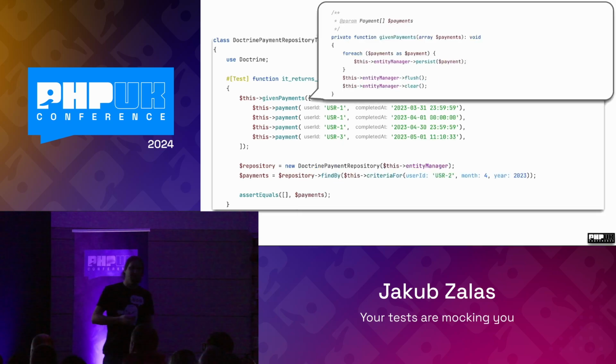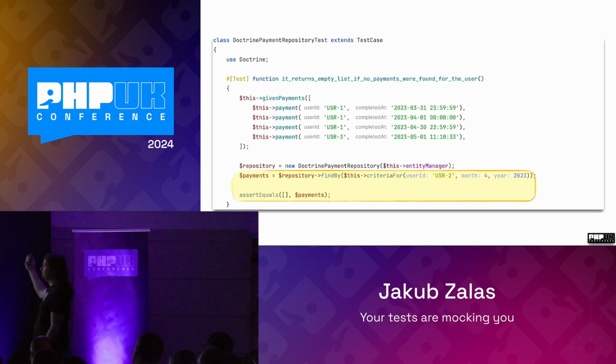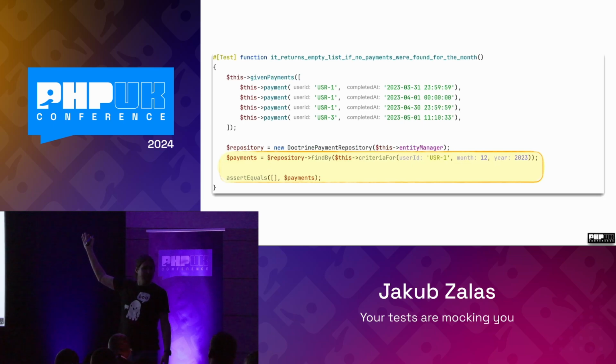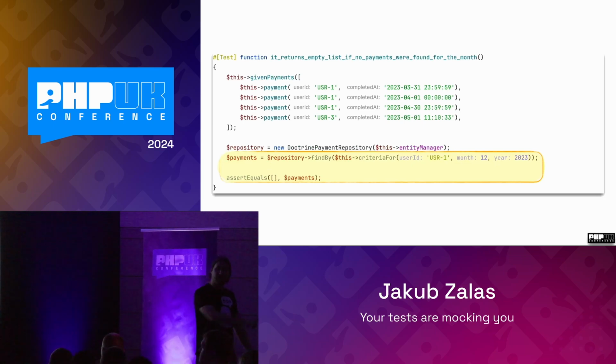And then given payments will actually go to the entity manager and persist everything into the database. I'm working with the database now. So when I call the findBy method for the criteria, you see that's user 2. There's no user 2 in this data set I prepared, but there might be dates that cover the criteria, but the user doesn't match. So I expect no payments. The second case I might write is for when the user matches, but the month doesn't match. Again, set up the data, put it into the database, query.